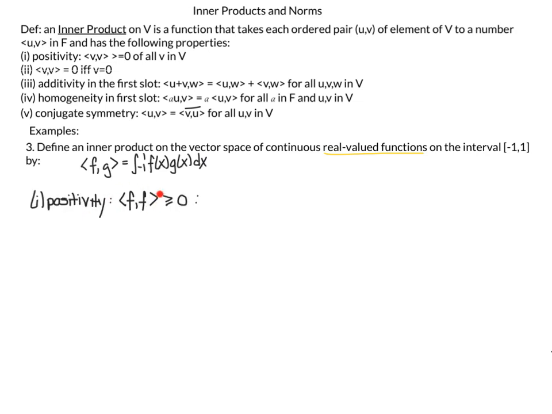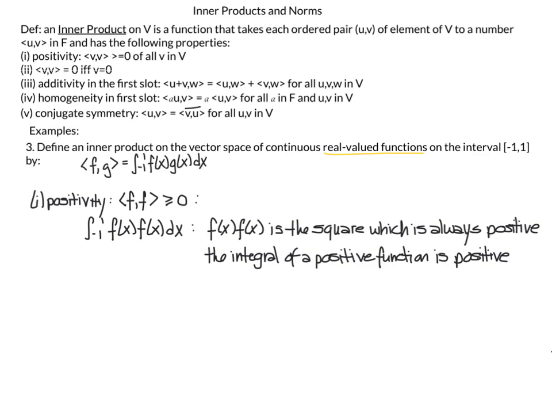We want to show that the inner product of f with itself is greater than or equal to 0. By this definition, that means we want to show that the integral from -1 to 1 of f of x times itself is greater than or equal to 0. But f of x times f of x is a square, which is always positive, and the integral of a positive function is always positive. So the integral from -1 to 1 of f of x squared dx is greater than or equal to 0.